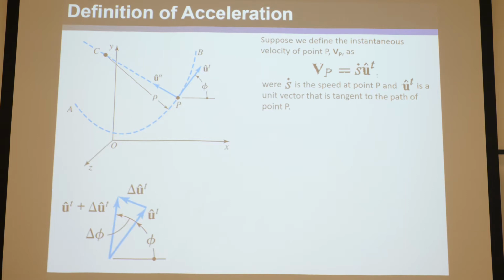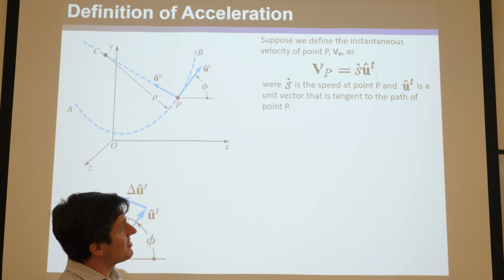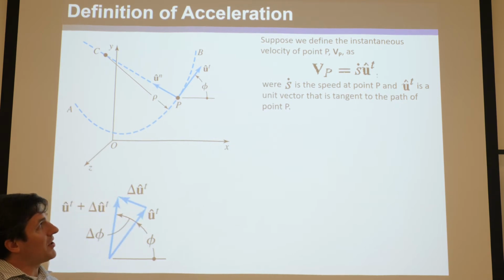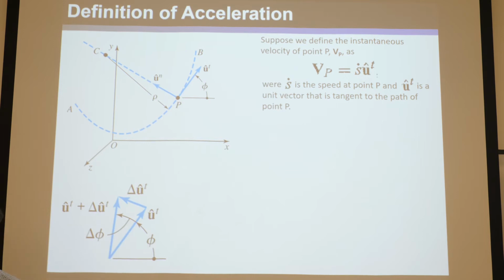And s dot is just a scalar value, the speed. You multiply it by u hat t, which is the unit vector tangent to the path, and now you have the vector Vp. So we're going to define it that way. So that's the velocity.